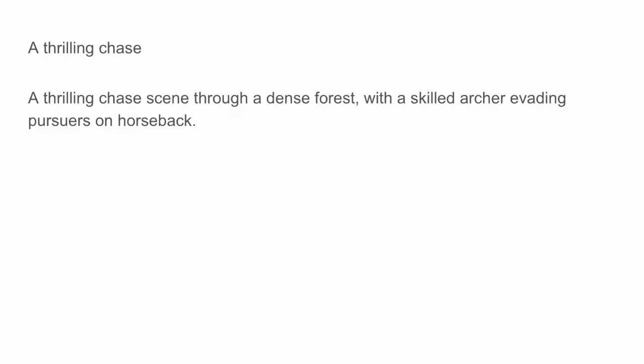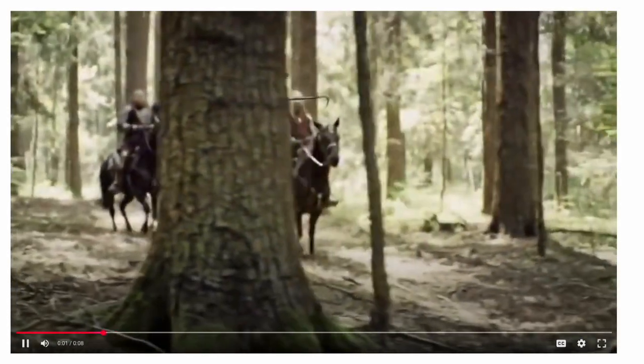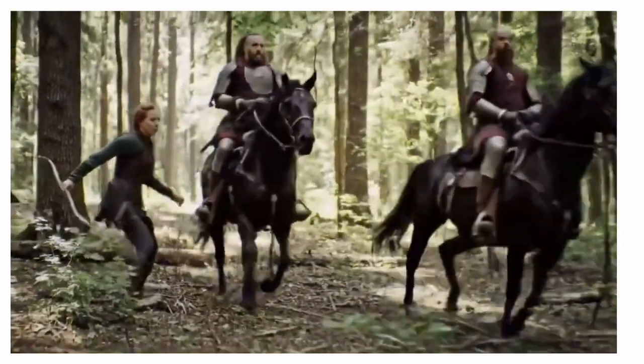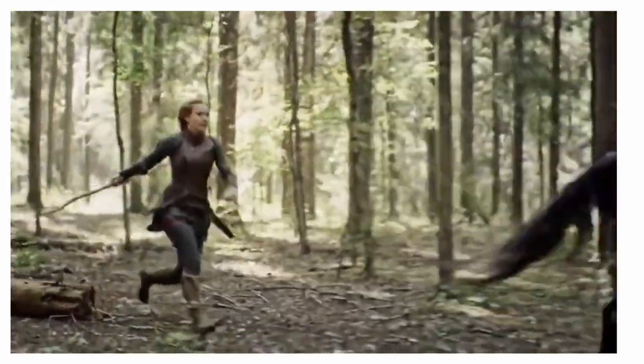So, a thrilling chase scene through a dense forest with a skilled archer evading pursuers on horseback. This was something action. Let's see what it does. Google Veo 2. Action. This has got a Lord of the Rings kind of a thing. I thought that was pretty cool. The arrow was bent, and I don't know, it's a special arrow, not meant to pierce things. Some of the movements are a little bit jittery, but it looked kind of realistic.